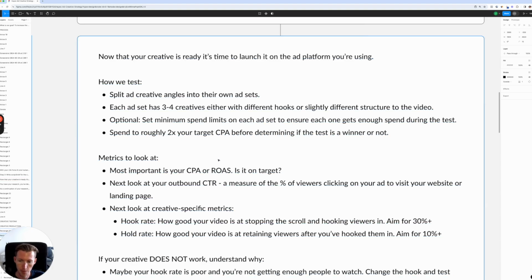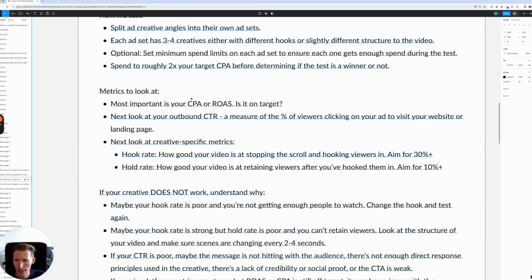So when you've tested your ad creative, and while it's being tested, there are some metrics that you want to look at. The most important one is your CPA or ROAS, right? Is it on target? And whether or not that is the case, you still want to look at other metrics because you want to understand if it's working, why? If it's not working, why? So you want to look at your outbound CTR. This is a measure of the percentage of viewers clicking on your ad to visit your website or landing page.